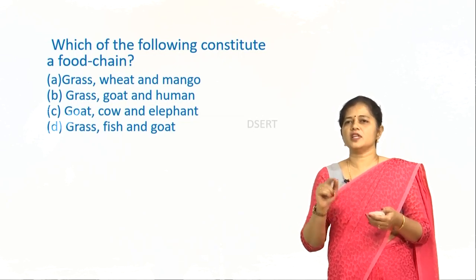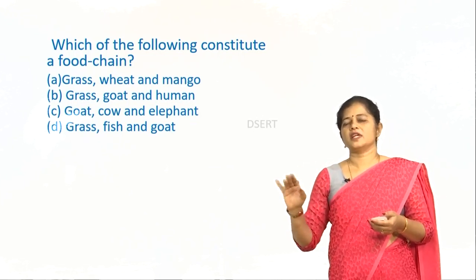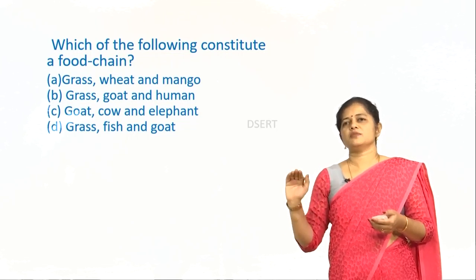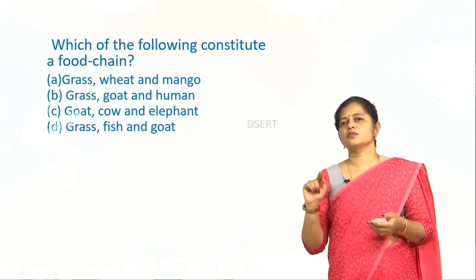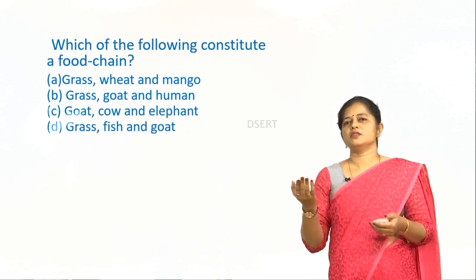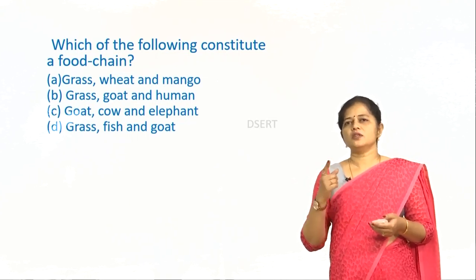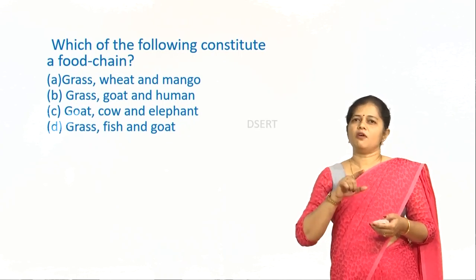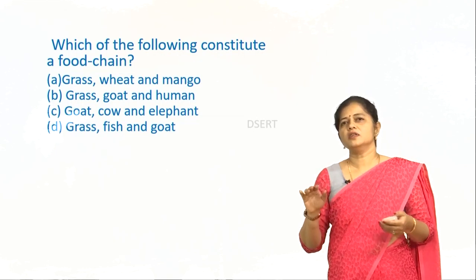To make a food chain, you would have a producer, a primary consumer, a secondary consumer. A minimum of these three organisms should be there. So now coming to the second option, the grass, goat and the human being. Definitely the goat can eat the grass and the humans can eat the goat. Now coming to the third option, the cow, goat and the elephant. Here all the three are herbivores, so they cannot form a food chain.